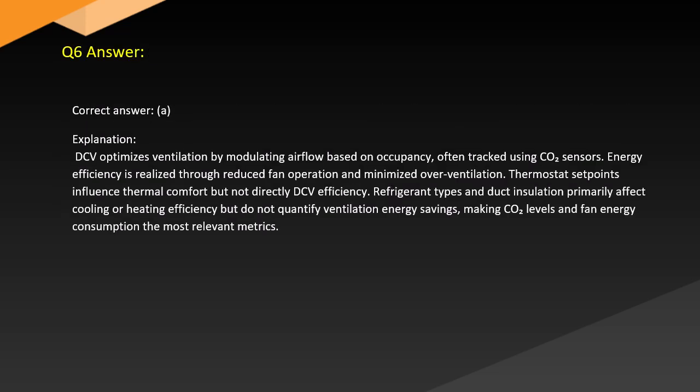Answer. Correct answer. A. Explanation. DCV optimizes ventilation by modulating airflow based on occupancy, often tracked using CO2 sensors. Energy efficiency is realized through reduced fan operation and minimized overventilation. Thermostat set points influence thermal comfort but not directly DCV efficiency. Refrigerant types and duct insulation primarily affect cooling or heating efficiency but do not quantify ventilation energy savings, making CO2 levels and fan energy consumption the most relevant metrics.